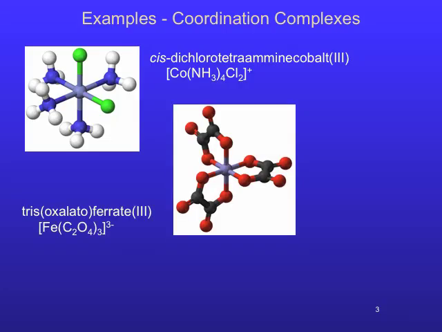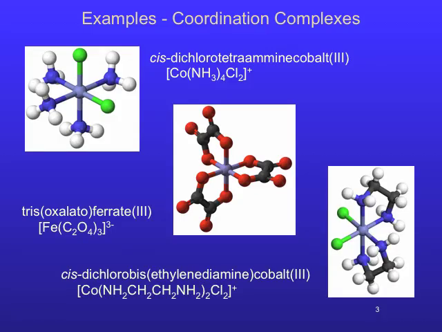Another example of a complex is tris-oxalato-ferrate 3. The Lewis acid in this complex is iron 3, and it has 3 oxalate bidentate ligands attached to it. The prefix tris indicates that 3 bidentate oxalate ligands are present. The electron pair donor atoms on oxalate are 2 oxygen atoms. Since the charge on each oxalate ligand is -2, and the overall charge of the complex is -3, the charge on iron is +3. This complex has an octahedral molecular geometry.